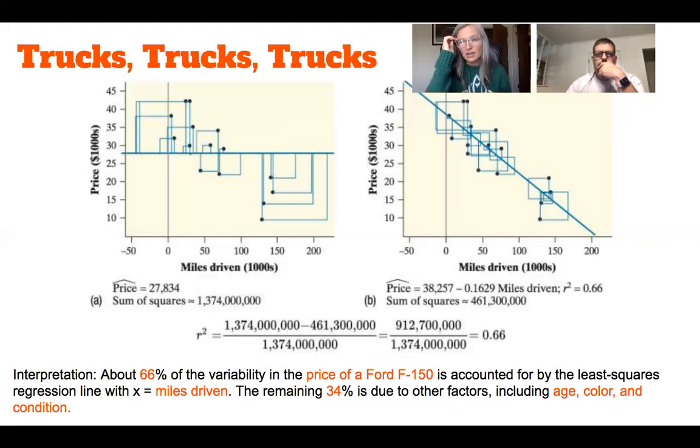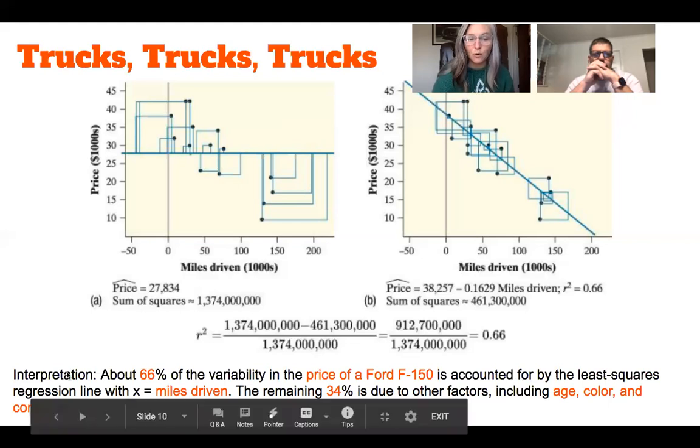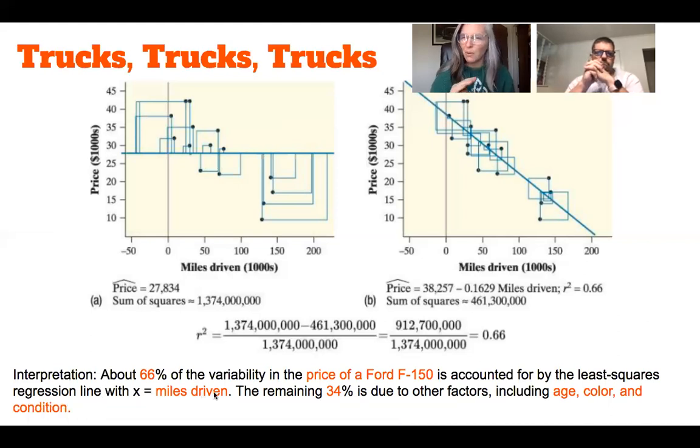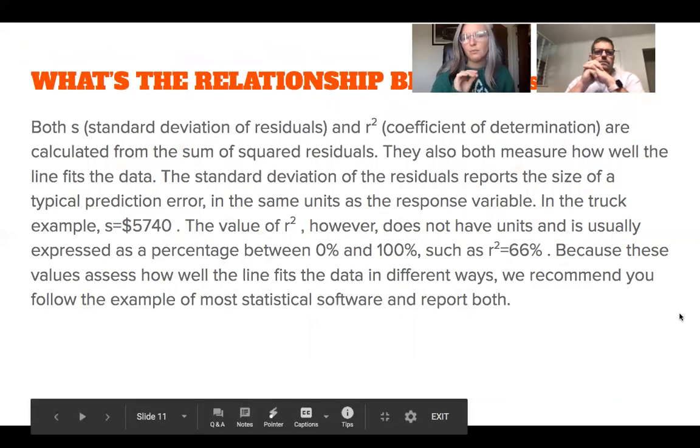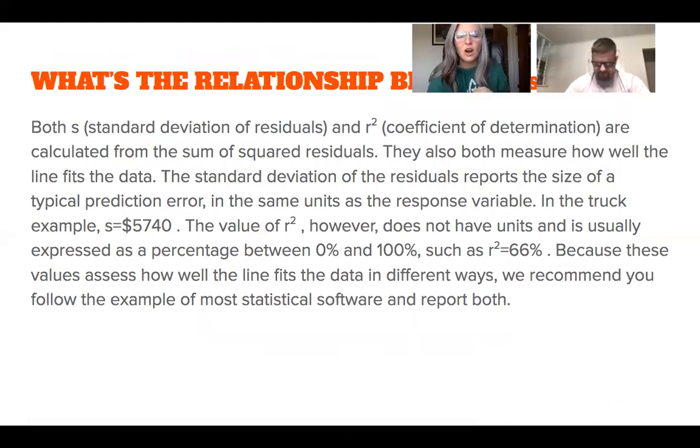So that's where that's coming from, is what happens when the line now takes into consideration that second variable, which is miles driven. And that's why it says accounted for by the least squares regression line with x equals miles driven. That's why that part's in there. So both standard deviation of residuals and the coefficient of determination are calculated from the sum of squared residuals, which you saw in the previous slide.